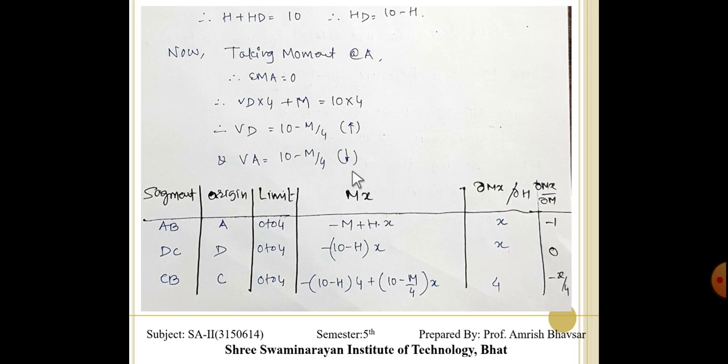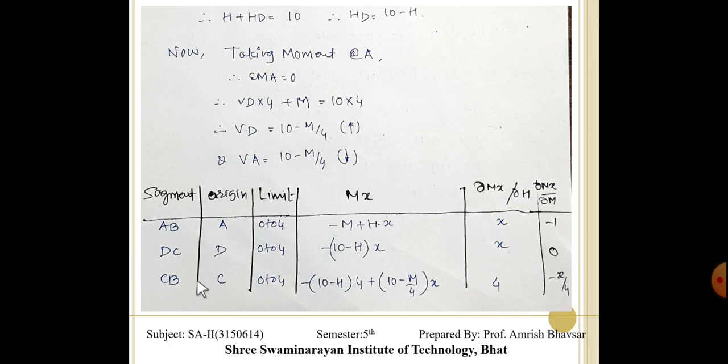Now the table, that is segment, origin, limit, Mx, del Mx upon del H, and another one, del Mx upon del M. What is done over here? That is AB, origin A, limit 0 to 4. Here the anticlockwise moment that we have taken, that is minus M plus H into x. So here it is x, and this is minus 1. D to C, that is origin D, 0 to 4, in the bracket minus 10 minus H into x, and there is no moment, so it is 0.